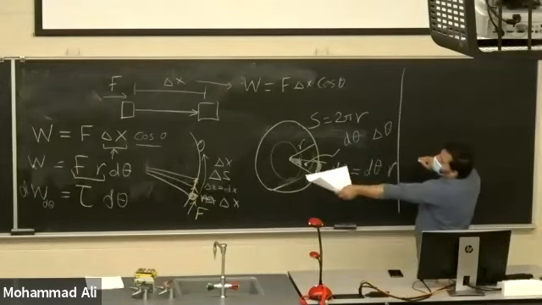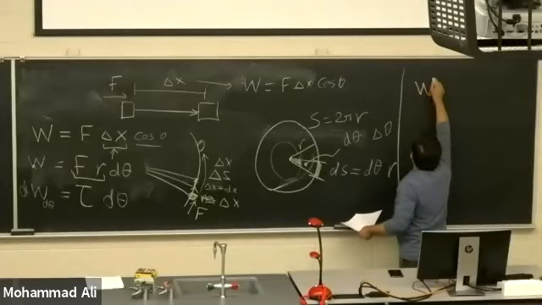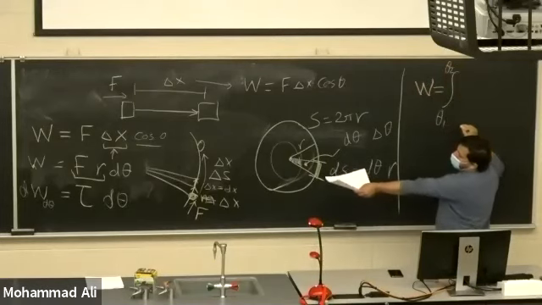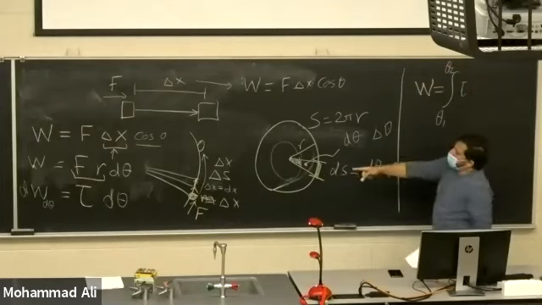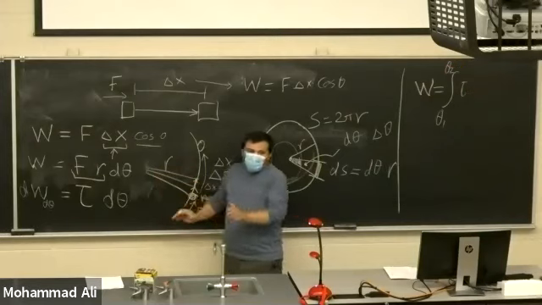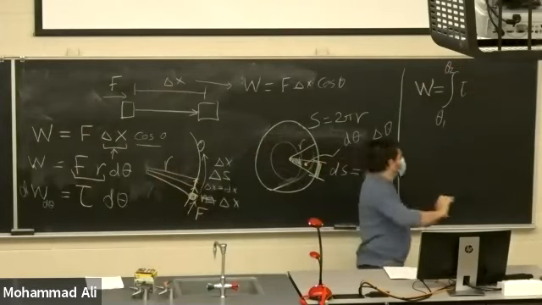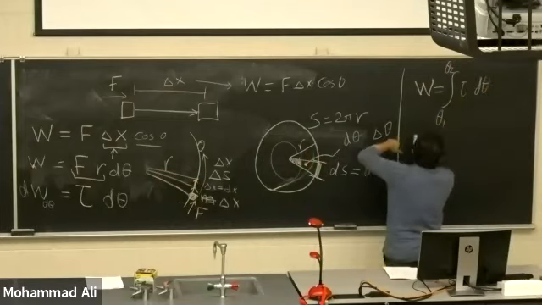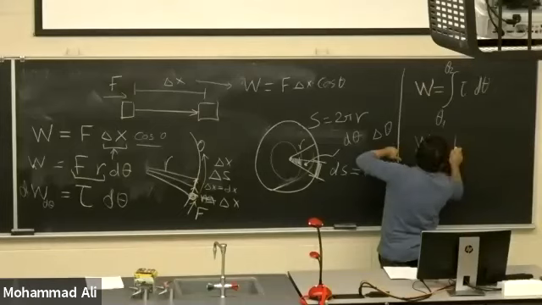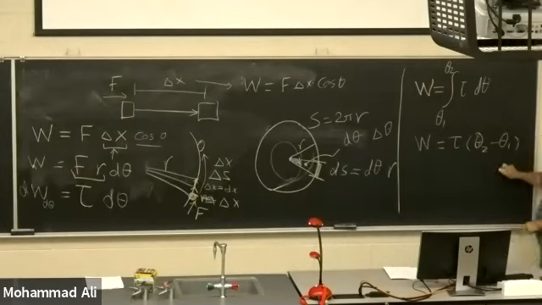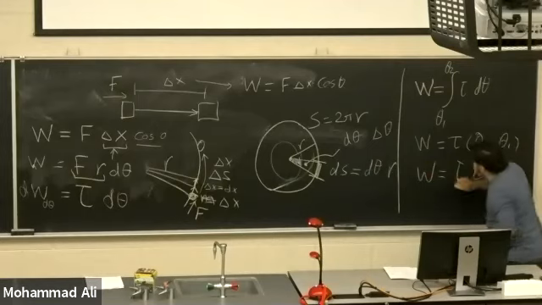Now, if we integrate both sides, then the work is equal to the integration from theta 1 to theta 2 of tau, which is F multiplied by r. r is constant, F is F, like a person pushing something in a circle. Multiplied by d theta. The work is equal to tau multiplied by theta 2 minus theta 1, or delta theta. This is tau delta theta, which is the work.